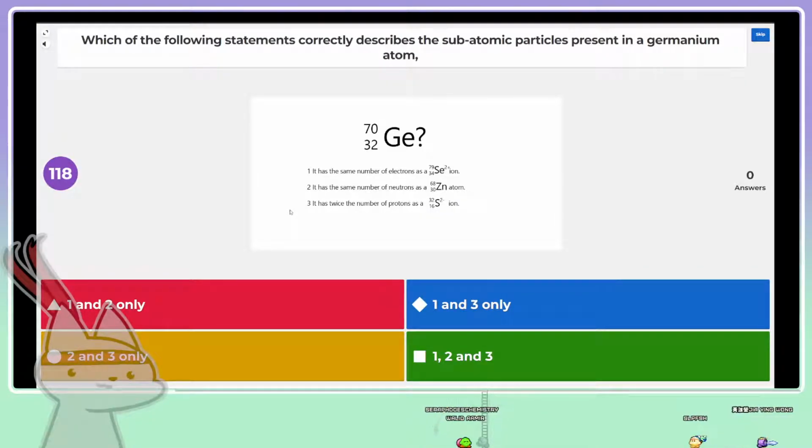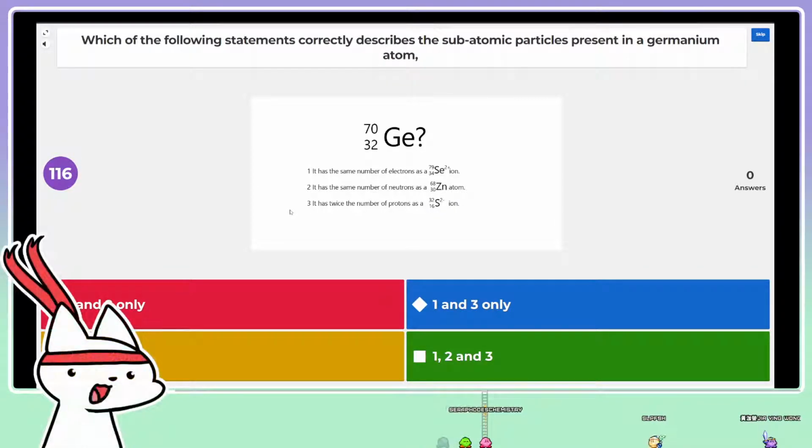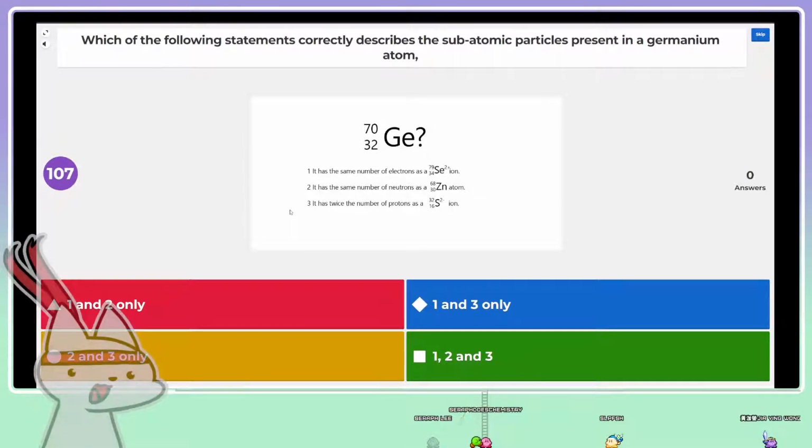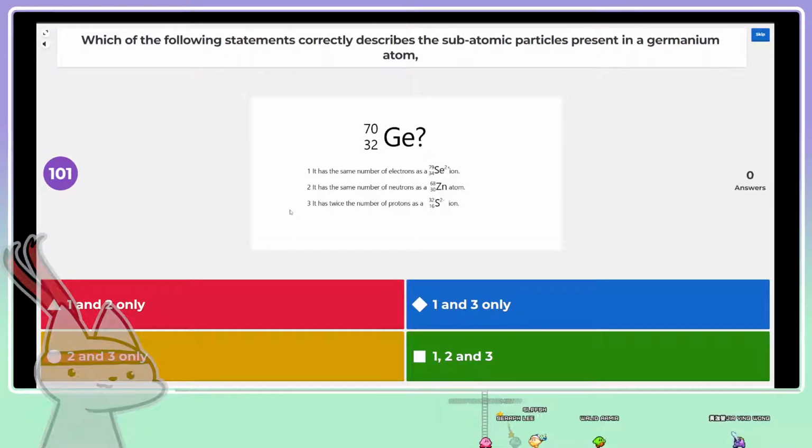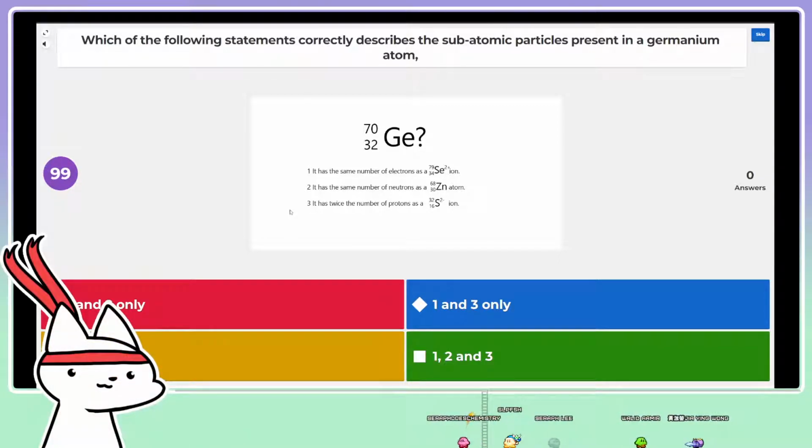Be careful on this. This is tricky. It's tricky because there's lots of details, yeah? Especially those with the charge. The whole selenium 2 minus, you need to take note whether you gain electrons or lose electrons. Other than that, if it's neutrons, it's big number minus small number, right?